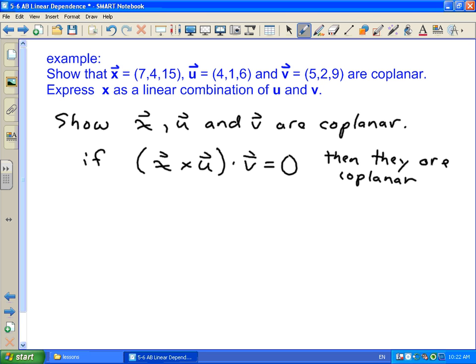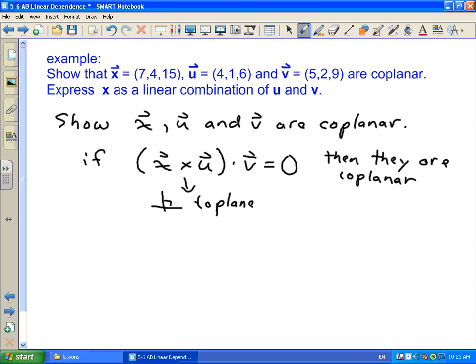Now, why does this work? Well, think about this. If we assume that they're coplanar, that means x, u, and v all lie in the exact same plane. If I do the cross product between x and u, what kind of a vector do I get out? What do I know about it? Tasha? Yeah, it's going to be perpendicular to x and u. So it's going to be perpendicular to the plane that all of these lie in.